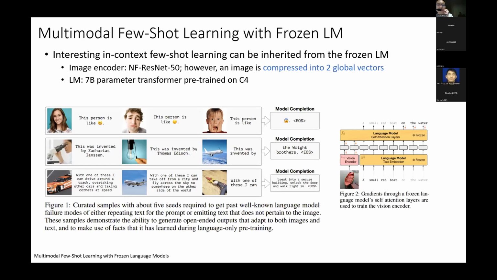After doing this, they show some curated examples. For example, in the first row, all the pictures and the captions on the left are in-context examples. This is a person who is happy, this is a person who is sad, and this is a person who is what? Surprised, right? They can generate such an emoji. And they also have the second example and the third example, which is quite impressive.